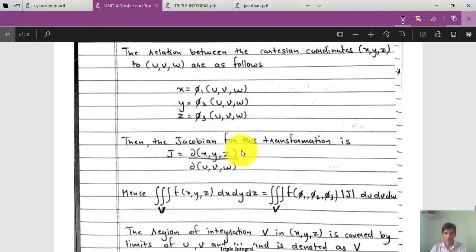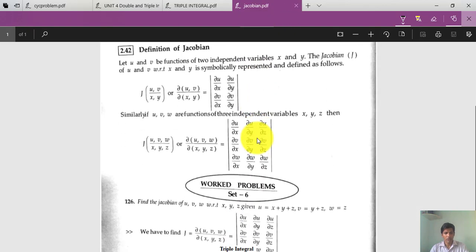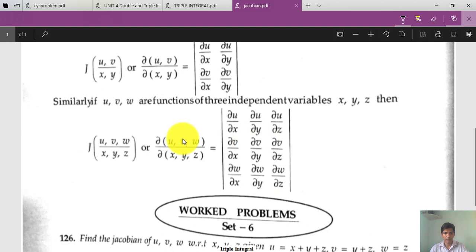Then the Jacobian for this transformation is as I have explained to you. Similarly, u, v, w could be functions of the independent variables x, y, z, but in our case x, y, z are in terms of u, v, w. So you can take this Jacobian in this particular manner and take its determinant.